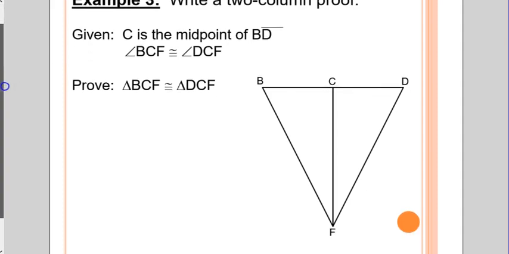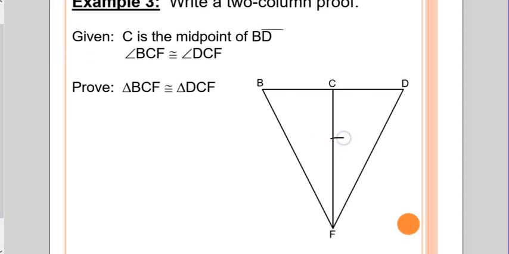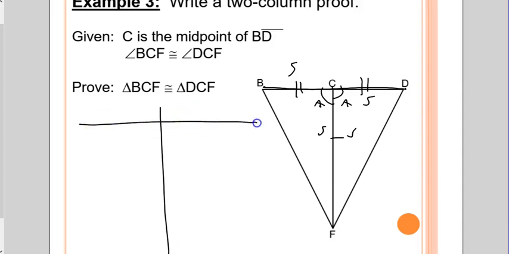Okay, example 3. Let's mark what we know. Equal to itself, reflexive property. C is the midpoint of BD. If this is the midpoint of this entire segment, that means that this and this are equal. It splits it up into 2 equal pieces. And then BCF, which is right here, is congruent to DCF, which is right there. So we have side, angle, side, side, angle, side. We're good to go. So these actually go pretty fast.